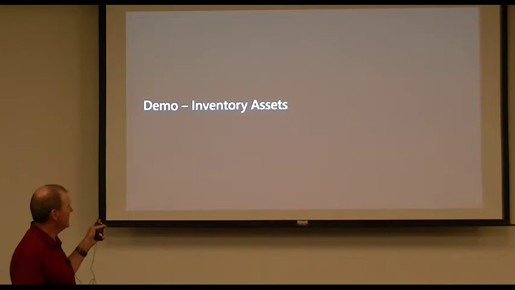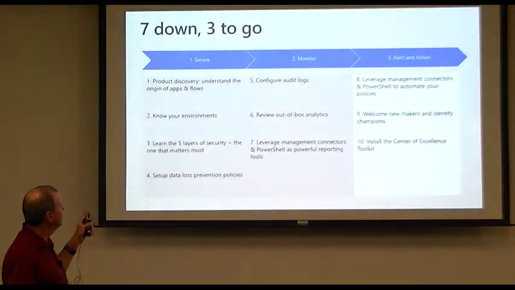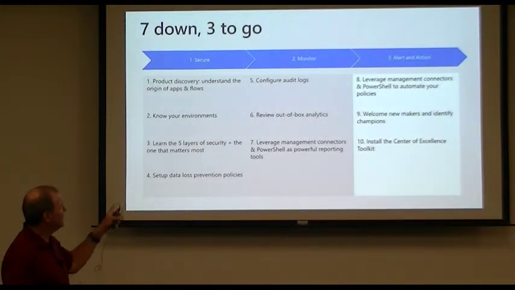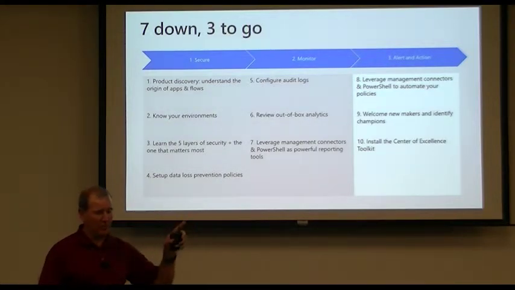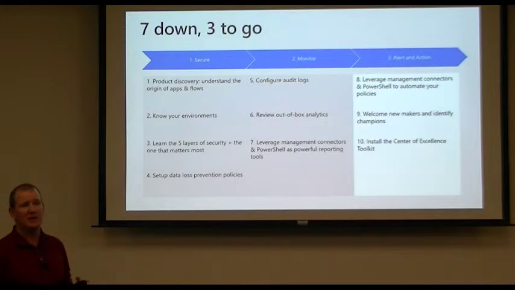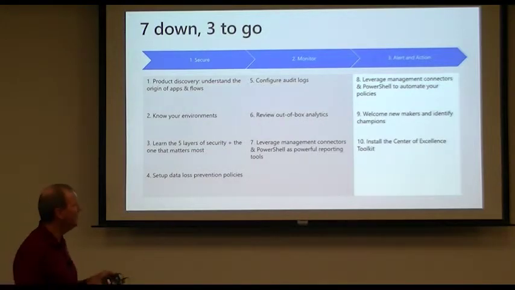So I'm going to skip this for a second. We'll run back to it here in a minute. So 7 down, right? 3 to go. And this is probably one of the most important sections here. This is leading us into that center of excellence starter kit that I was talking about.